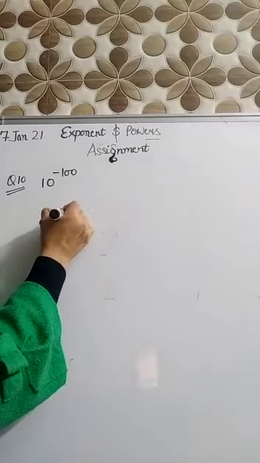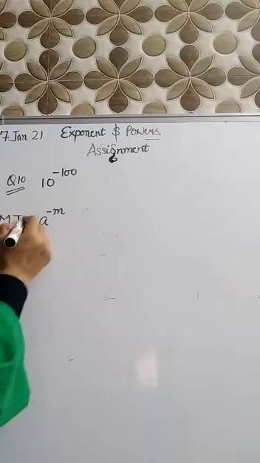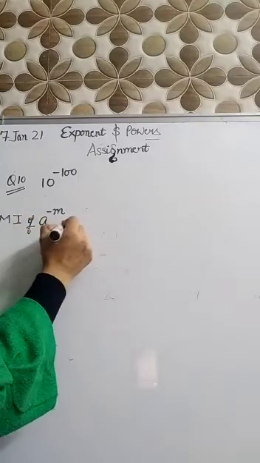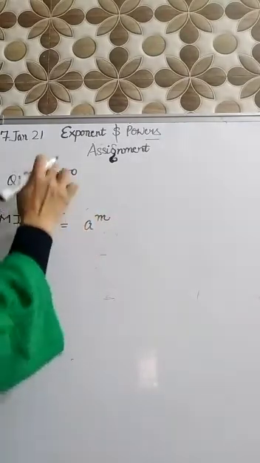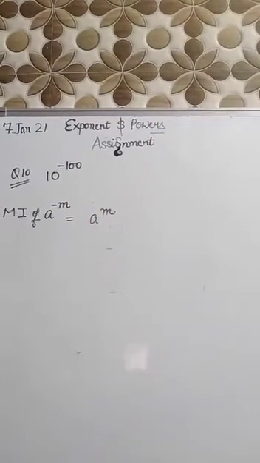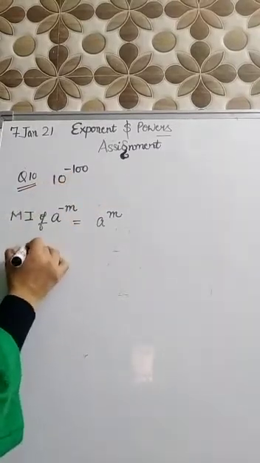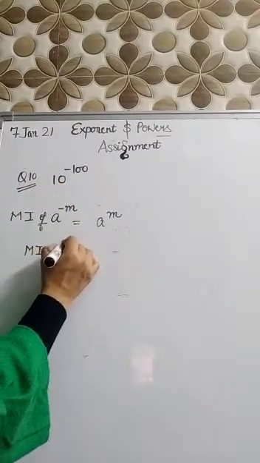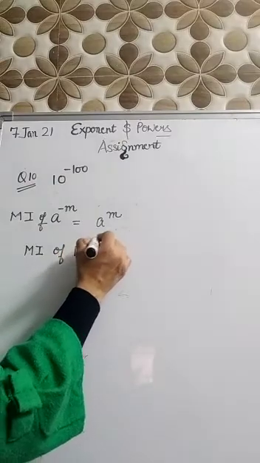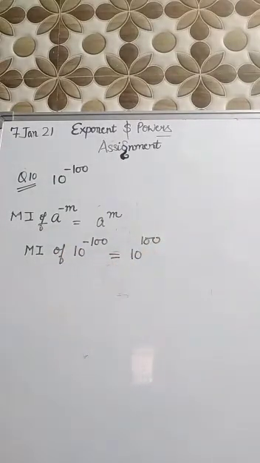Multiplicative inverse of a raised to power minus m, multiplicative inverse of a raised to power minus 1 is always a raised to power m. So if you apply the same formula here in the given question number 10, that means the multiplicative inverse of this term, then you can write multiplicative inverse of 10 raised to power minus 100 will become 10 raised to power 100.